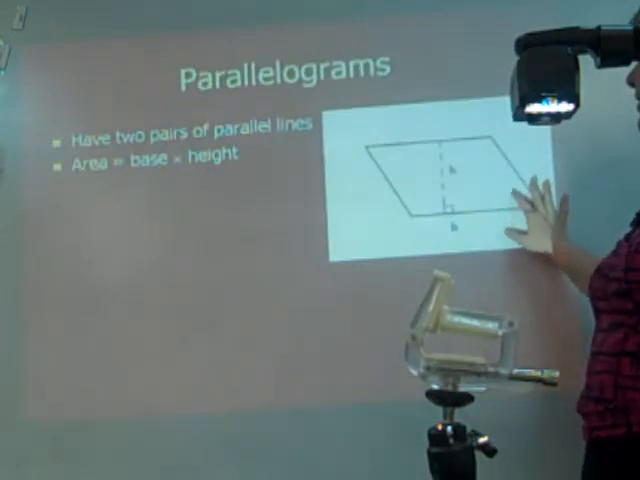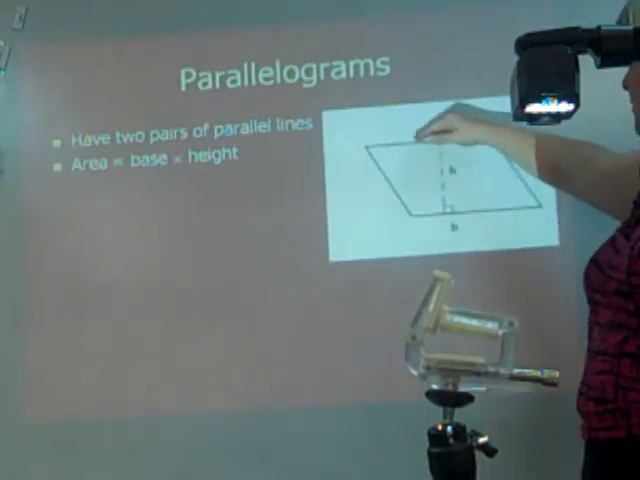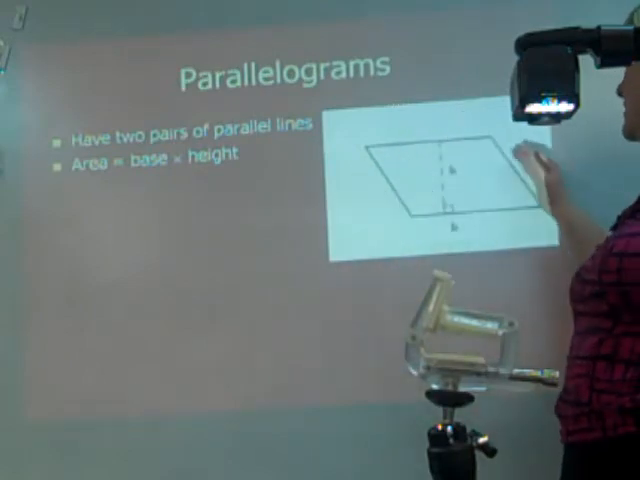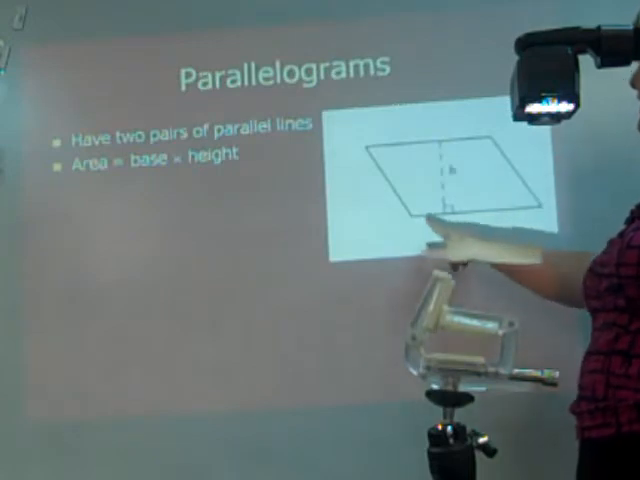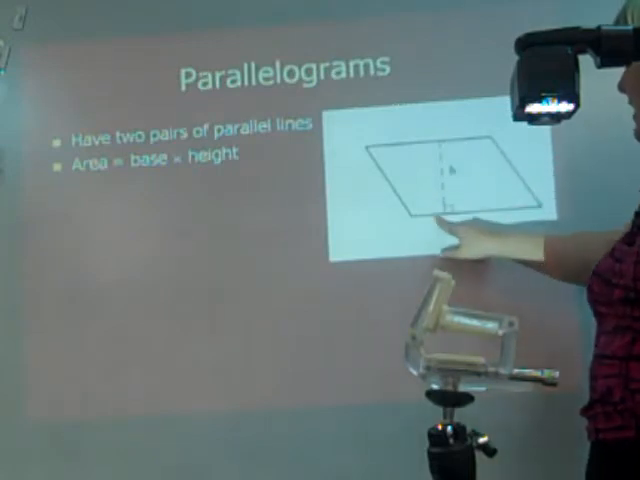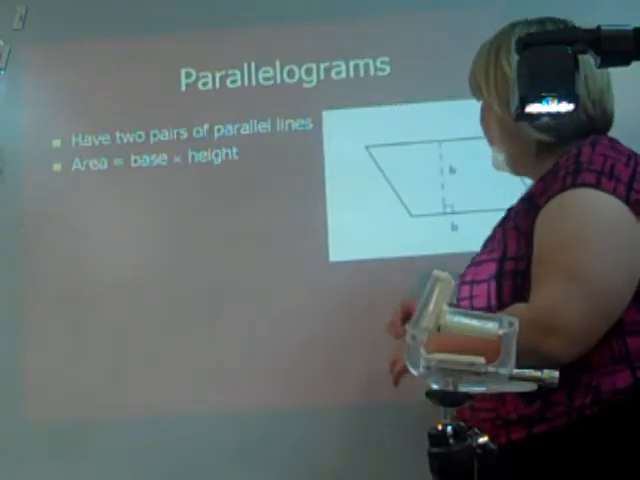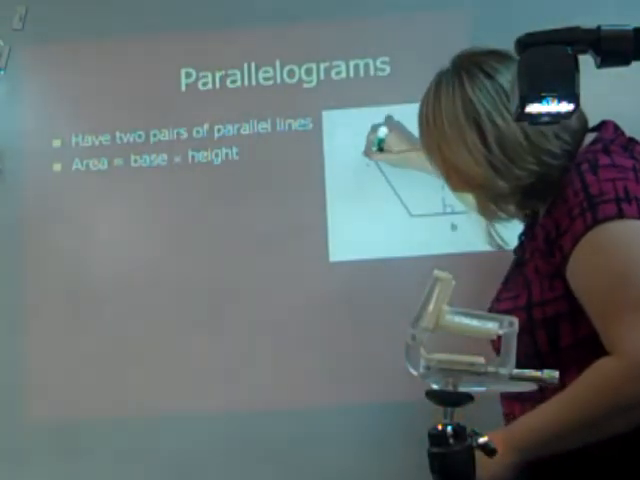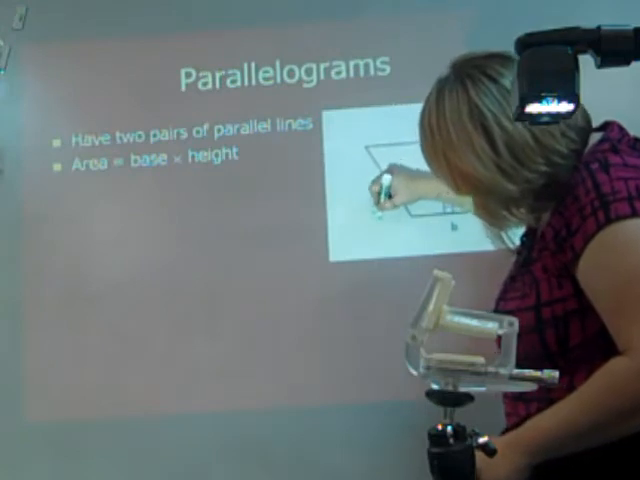The first one is a parallelogram. And you have two pairs of parallel lines. And the area is the base times the height. And notice that the height is drawn inside the parallelogram. It can also be drawn out here.